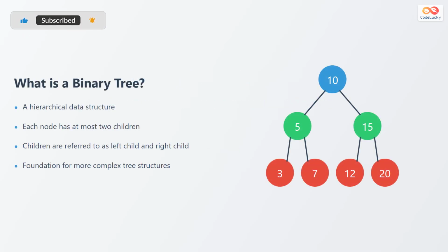So, what exactly is a binary tree? Firstly, it is a hierarchical data structure. Each node in a binary tree can have at most two children. These children are specifically referred to as the left child and the right child. Binary trees serve as a foundation for more complex tree structures.